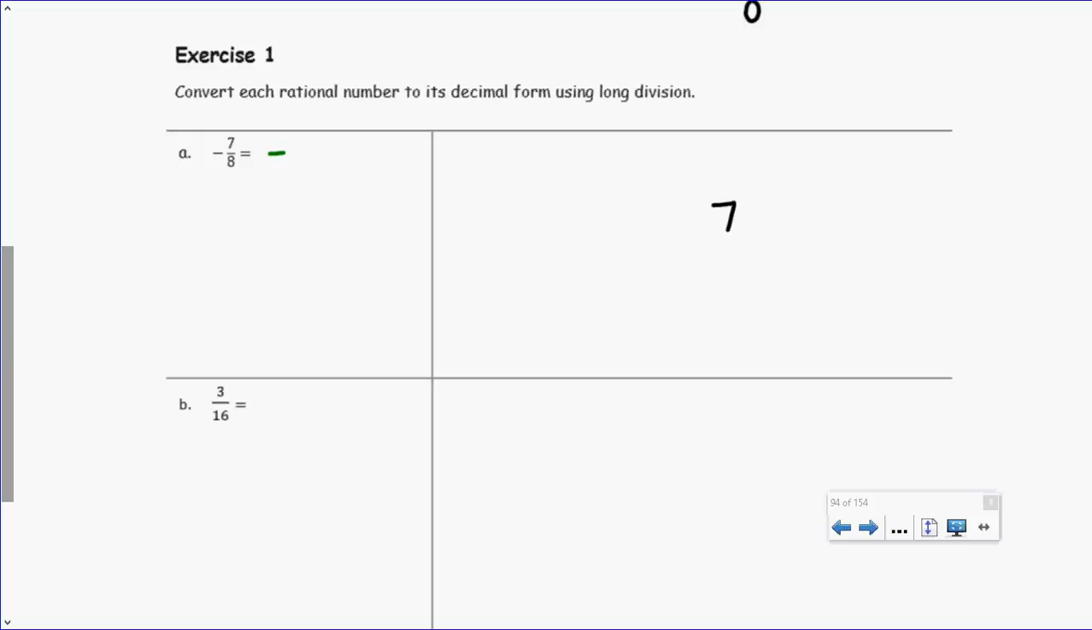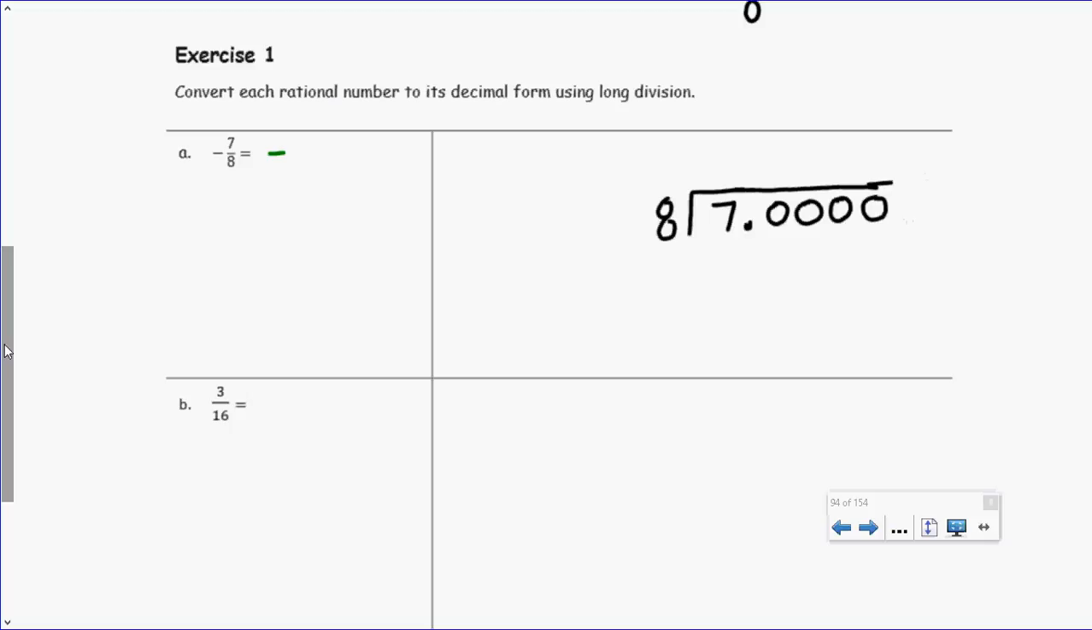set it up as 7 divided by 8. My advice to you was to put the 0.000. You can add, it doesn't matter how many zeros. Once you're done, you can stop, but that's a little excessive. So we don't need all that. I'm just proving a point here that you can add as many zeros as you want after the decimal.